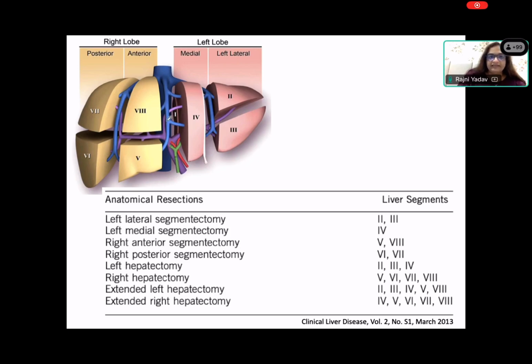The middle hepatic vein divides the liver, lying between the right and the left lobe, whereas the right hepatic vein is between the anterior and the posterior segments. The left hepatic vein is between the medial and the lateral segments in the left lobe. And the portal vein, the purple one, divides the upper and the lower segments. This is very important for the segmental resections.